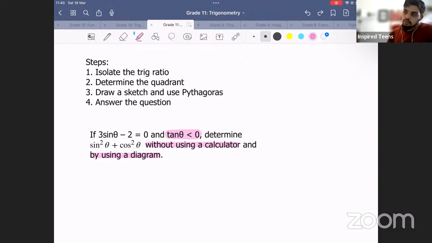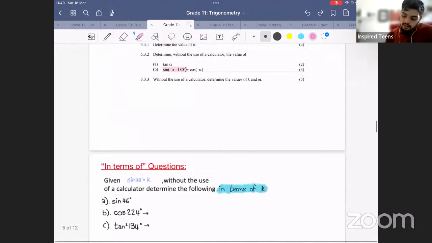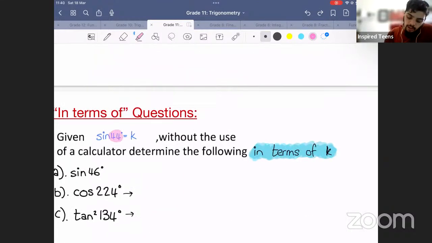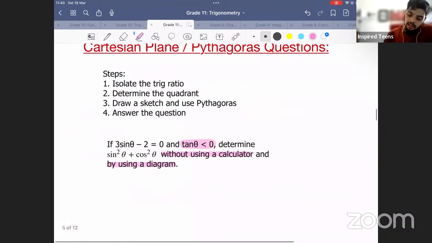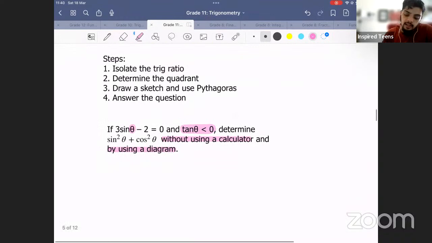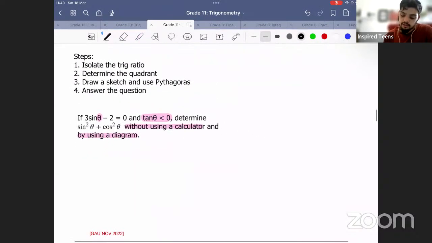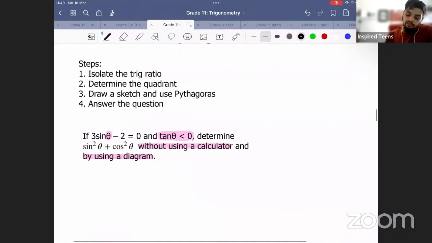Also, the difference between the two is that in the in terms of questions, you know the angle normally. Whereas in Pythag questions, the angle is an unknown. So that's another telltale sign of the difference. It will become obvious to you the more practice you have. So let's follow the steps.